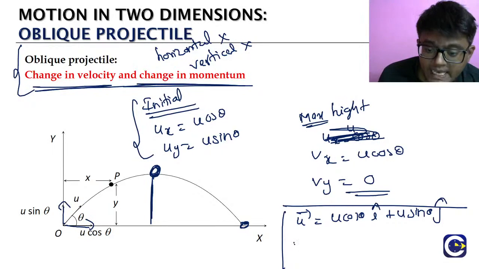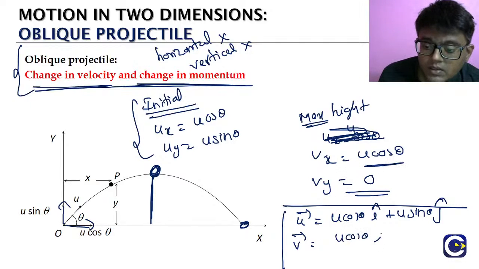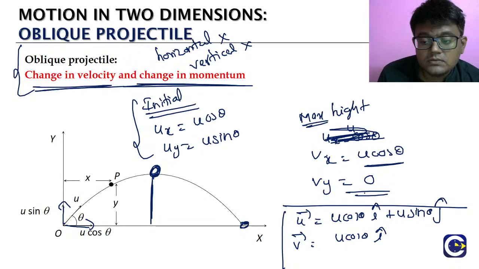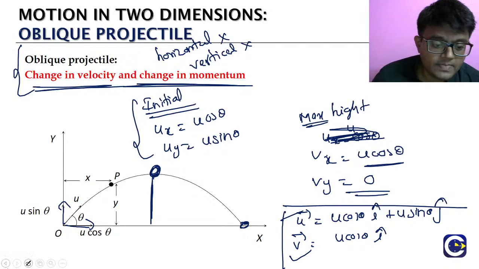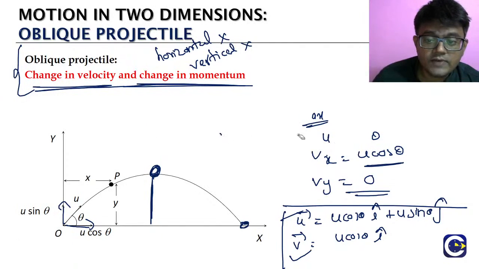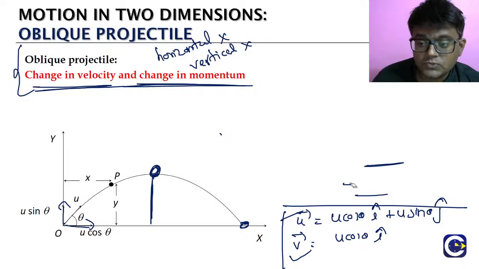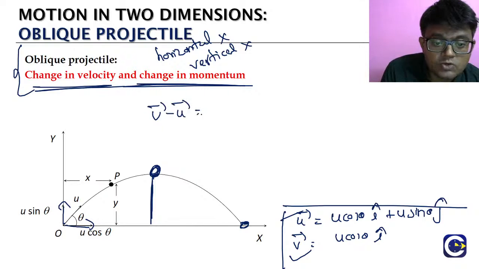The velocity at the maximum height has only the horizontal component, no vertical component. So to find the change in velocity, we have to do final velocity minus initial velocity. Whenever we say change of velocity or change of momentum, we should know that velocity and momentum are vectors. So v bar minus u bar is equal to this minus this.